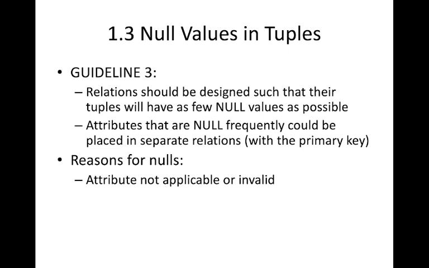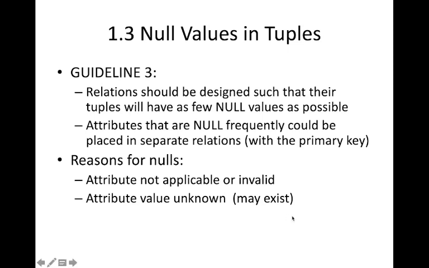Maybe he may not have any degrees. Then we should enter it as null. Then, attribute value unknown, for example, the date of birth or phone number of a person, that exists but is unknown. It may exist but it is unknown. Phone number may exist but it may not be known. So we will be entering null in the table.